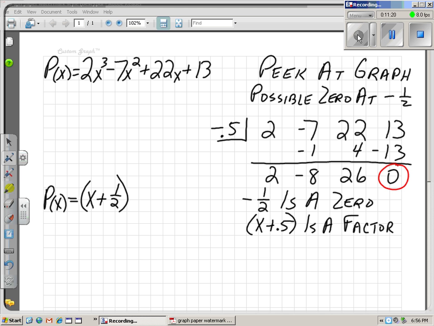So what's our polynomial look like now? It looks like x plus 1/2, that's the factor we just found, times whatever's left over. What's left over? Well, it looks like 26 is my constant, negative 8 is my x, and 2 is my x squared. All right, I got good news and I got bad news. The bad news is it won't factor. The good news is we get to use the quadratic formula. Or maybe that's bad news too.